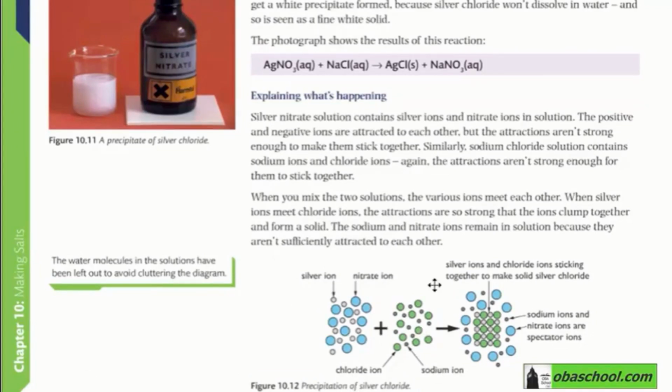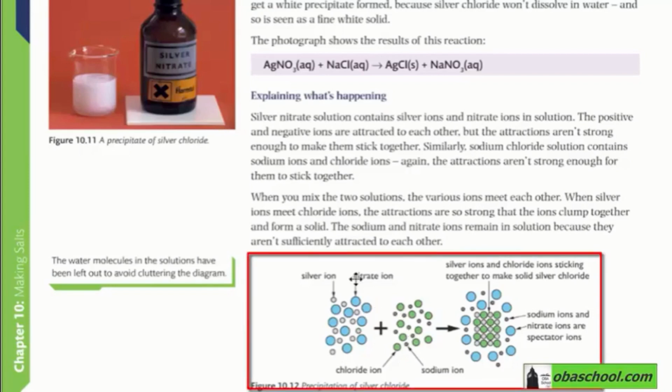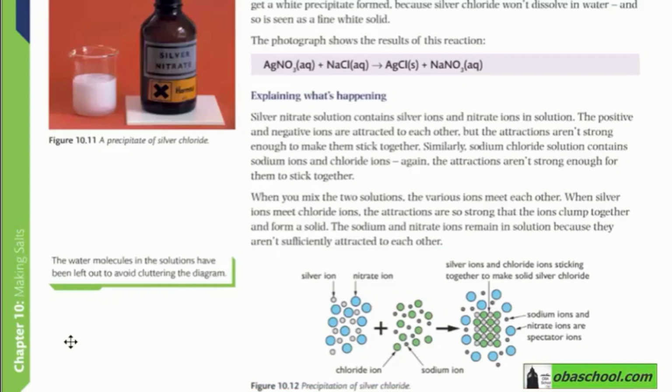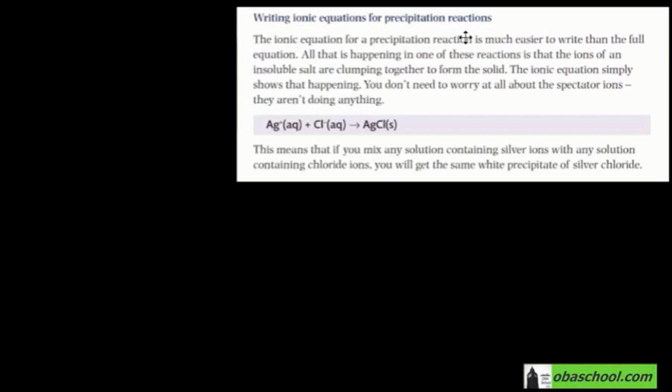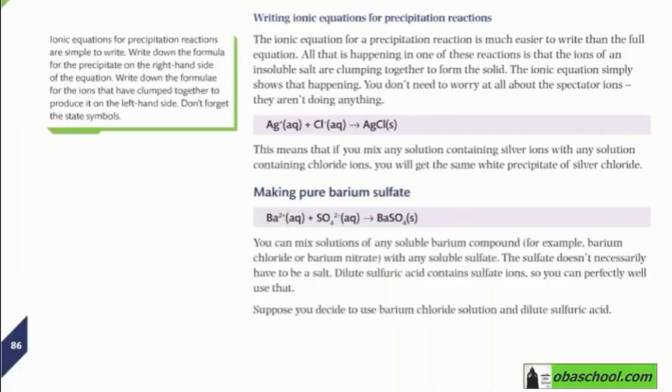Here we have silver nitrate and sodium chloride, which reacted together and gave silver chloride ions. These ions stuck together and gave silver chloride precipitate. Also, we'll see the ionic equation of this precipitation reaction, in which silver reacted with chloride to give silver chloride. We'll discuss all of these points in this video.